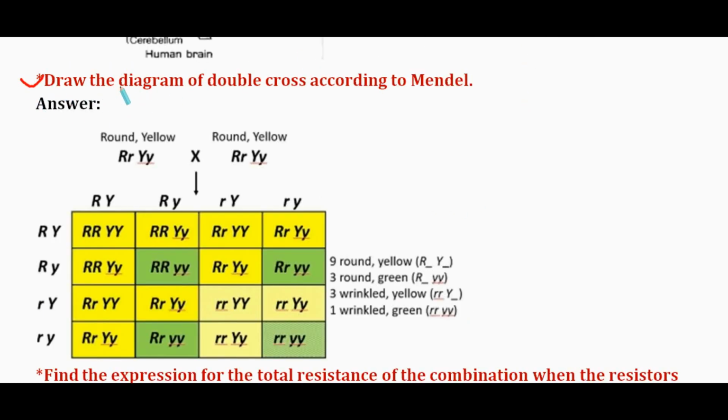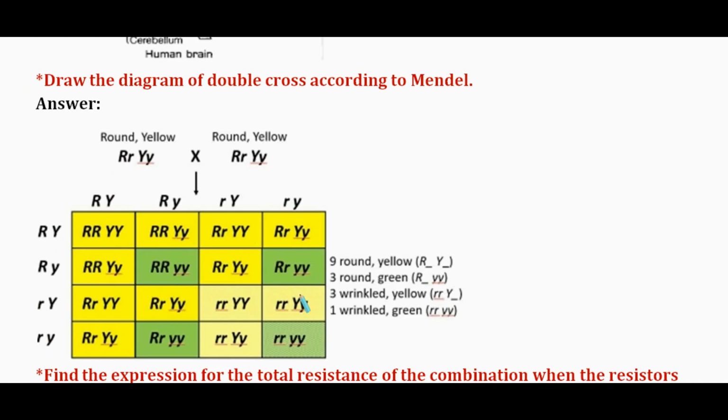Now the next question, draw the diagram of dihybrid cross according to Mendel. These are round and yellow pea seeds. This is round and yellow and we have to get the second generation. First of all, we take gametes from one parent with characteristics R and Y. Again R with small y, again small r with capital Y, and small r with small y. And the same type of gametes are taken here.